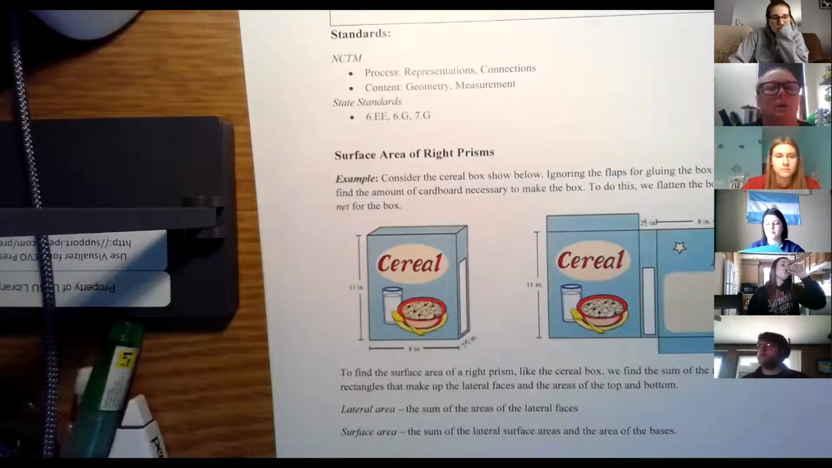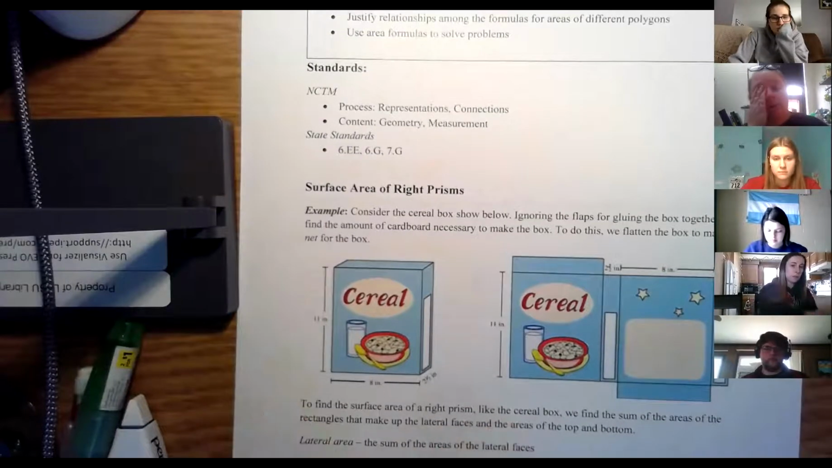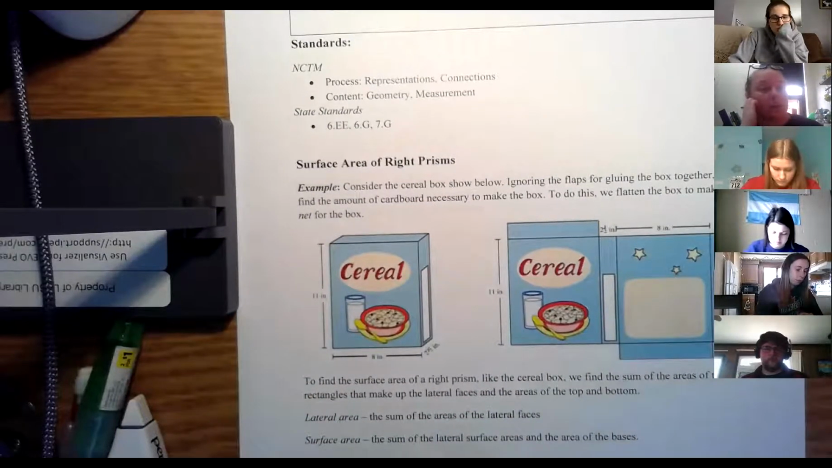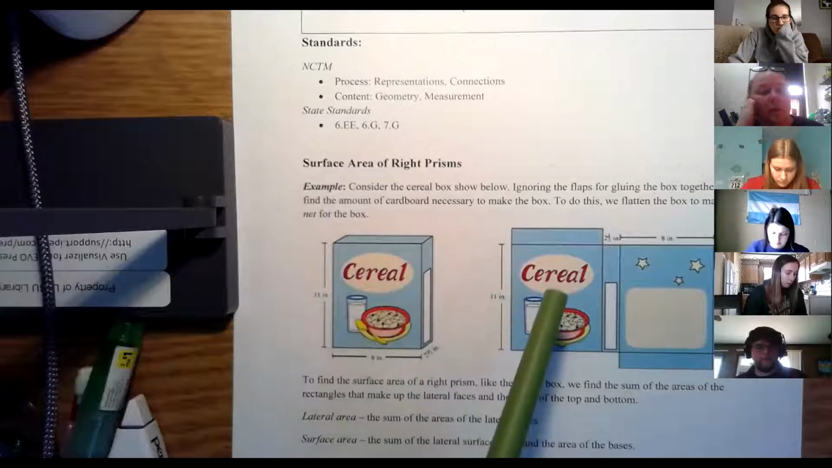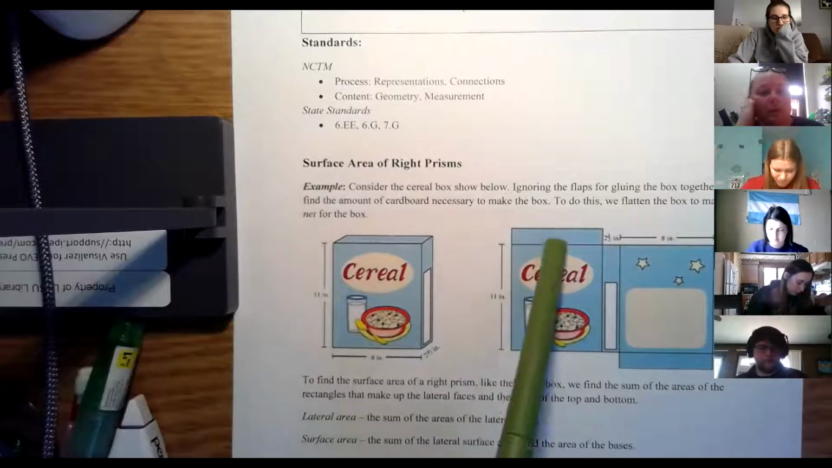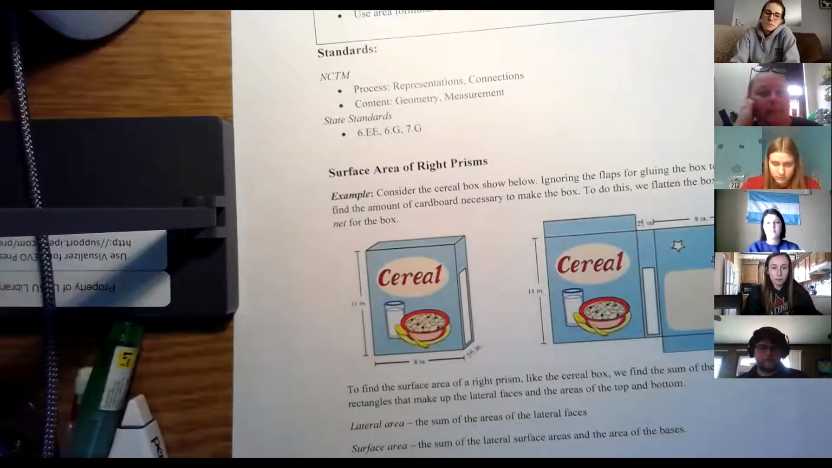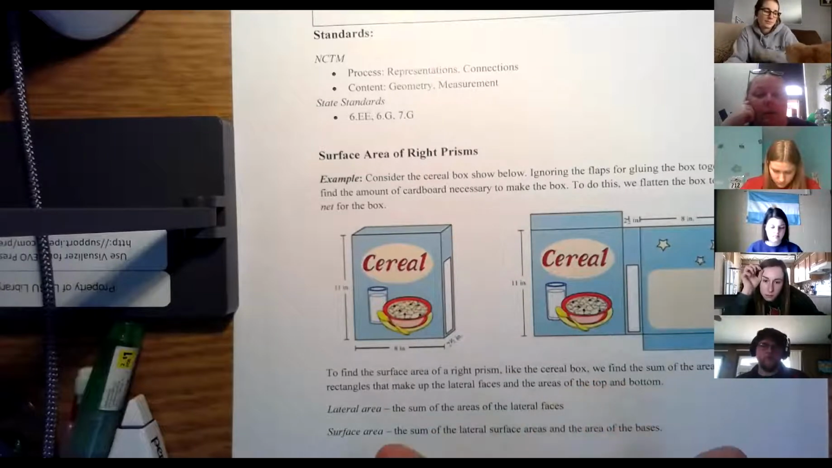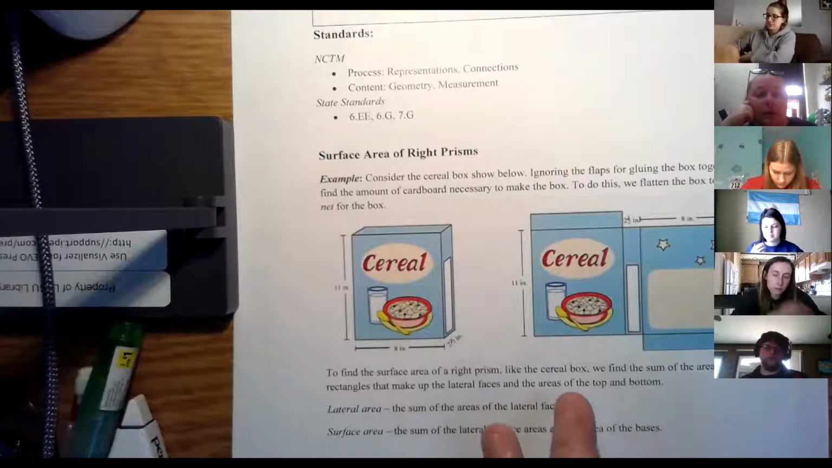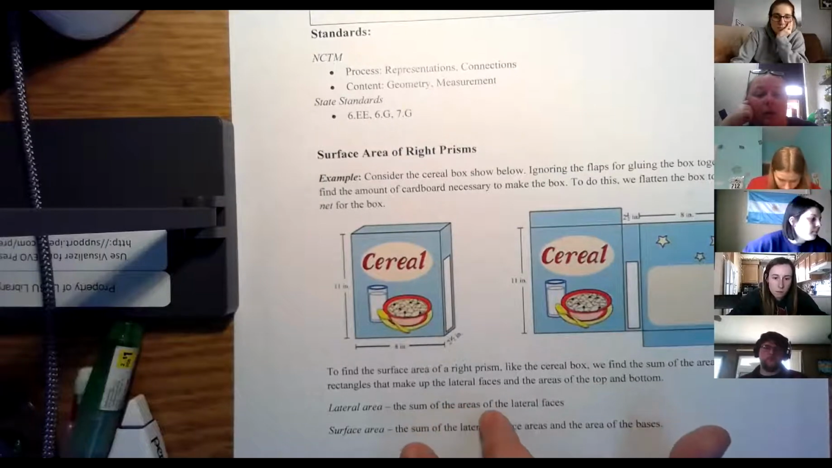All right, so let's get started on this because I would like to get through as much of this material as possible. We're talking about surface area. We're looking at this cardboard box. If we cut it apart, we have the top, the bottom, the two sides, and then the front and the back. To find the surface area of a right prism, like this cereal box, we'd find the sum of the areas of the rectangles that make up the lateral faces and the areas that make up the top and bottom. The lateral area is the sum of the areas of the lateral faces.